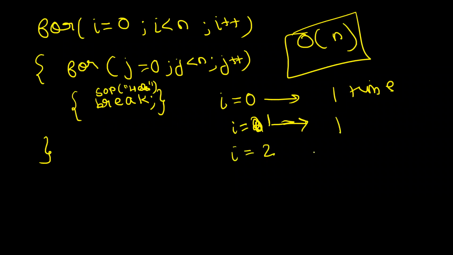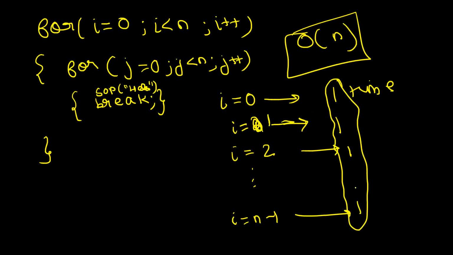For I equal to 2, again it will run once. For I equal to n minus 1, again this inner loop will run once. So how many operations are there, boss? 1 plus 1 plus 1 plus 1 plus 1. And how many times have you added 1? N number of times. So it is not big O of n.